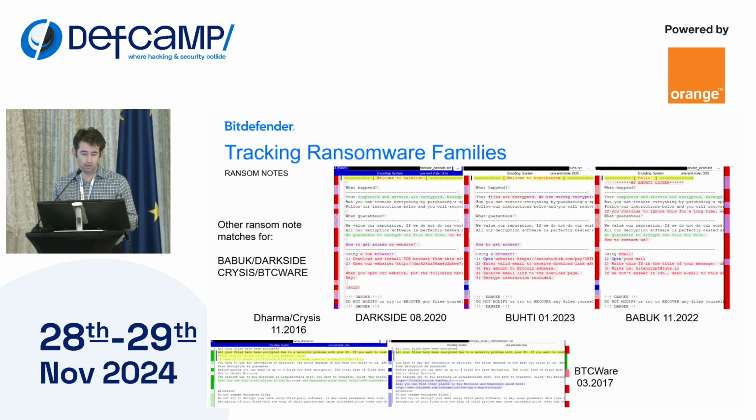Okay, and we have at the bottom another similarity between BTCware and Crisis or Dharma. Crisis, I can say, is a family that still exists, and they started in 2016. There were some takedowns at that point, and we were able to decrypt a lot of encrypted files. BTCware also died at some point, and we also got a key leak. So BTCware doesn't exist, but Crisis and Dharma developed into other families, as we will see further.